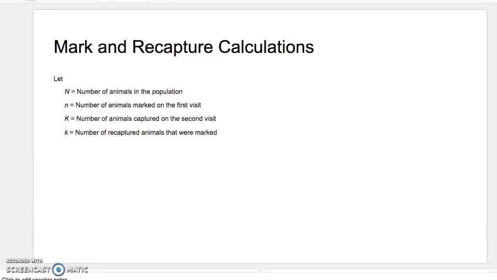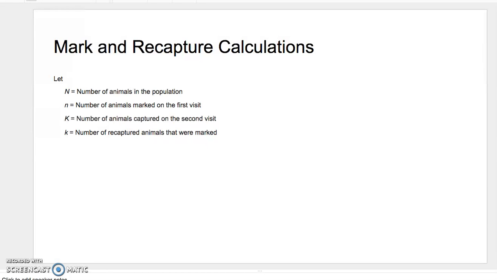Okay, as we set up our calculations, let's define some terms. So capital M is the total number of animals in the population. So these are the wild minnows swimming in the pond. N, small letter n, is the number of animals marked on the first visit. Large K is the number of animals captured on the second visit, of which small k are the number of captured animals that were marked.